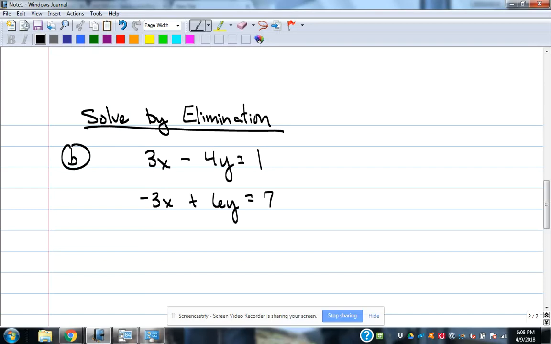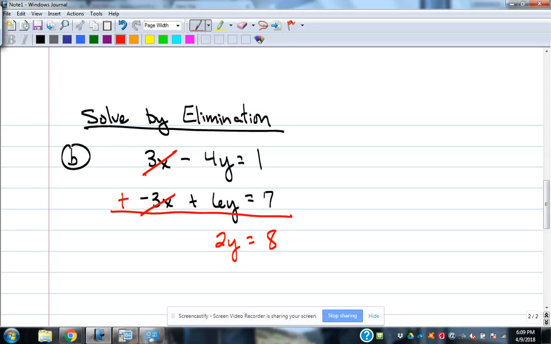Here, what do you notice about the x's in this system? Got a positive 3x in the first one and a negative 3x in the bottom one, right? So they're opposites of one another. The great thing is that if you just add the equations together, negative 3x and positive 3x are going to cancel each other out. Negative 4y plus a positive 6y gives us how many y's? Positive 2y. And then over here, we just got to add 1 and 7. 1 plus 7 is 8, right?